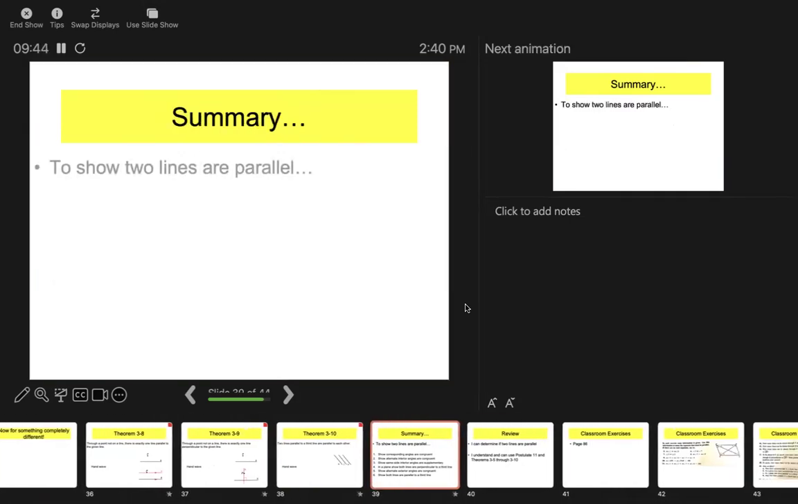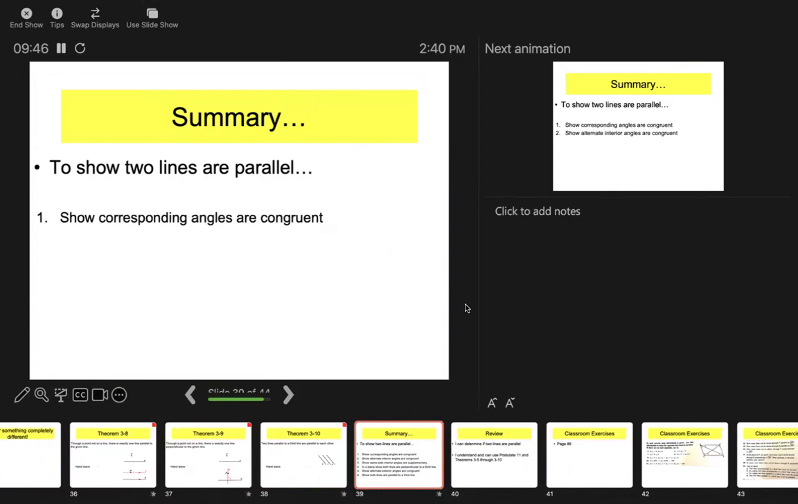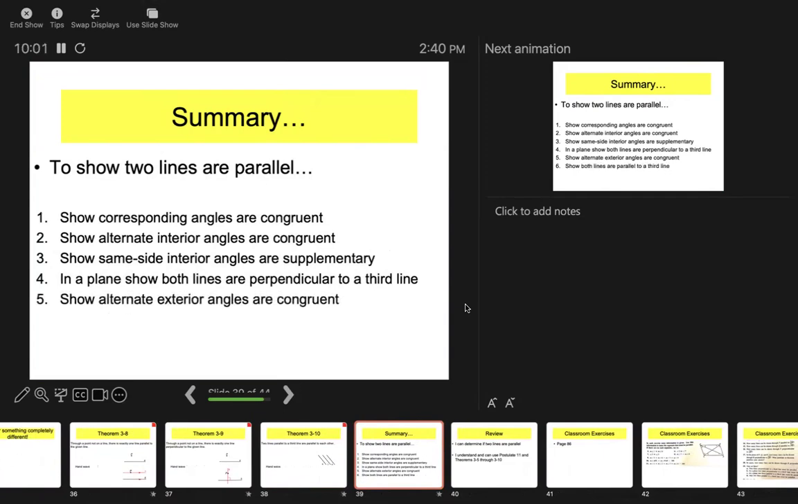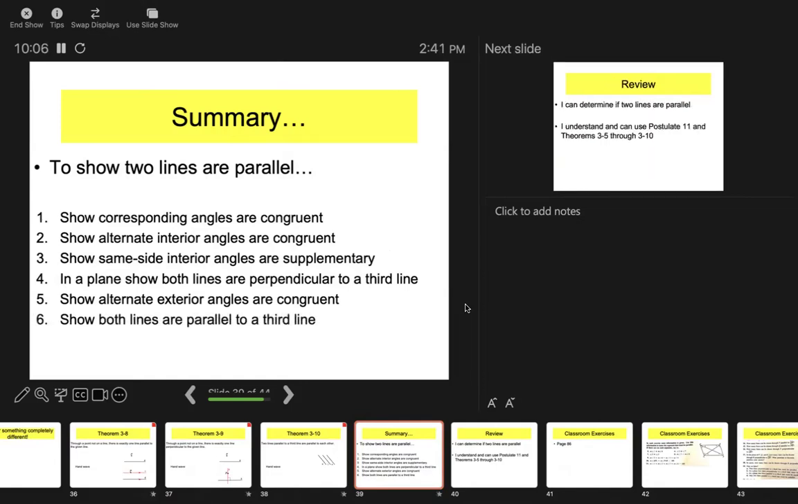All right. So in summary, to show that two lines are parallel, show the corresponding angles are congruent, or alternate interior angles are congruent, or same side interior angles are supplementary. In a plane, show that both lines are perpendicular to a third. Show that alternate exterior angles are congruent, or show that lines are parallel to a third line. Those are all ways to show that lines are parallel. So that's six of them that you could use on homework.